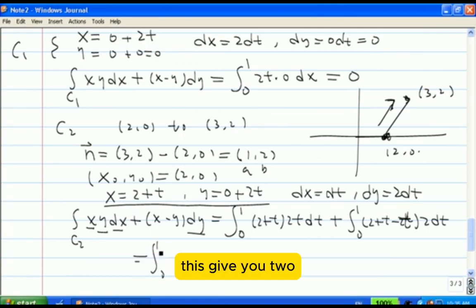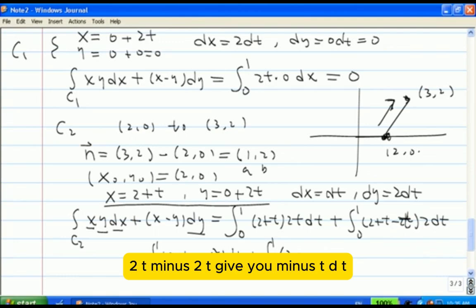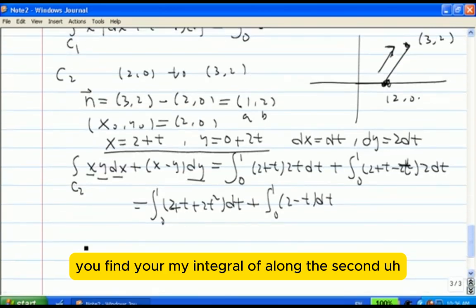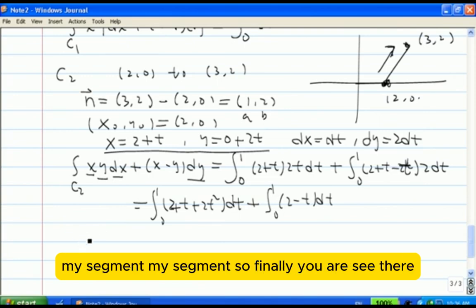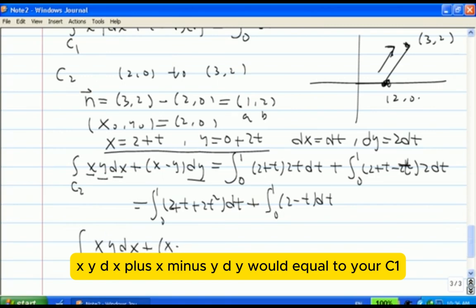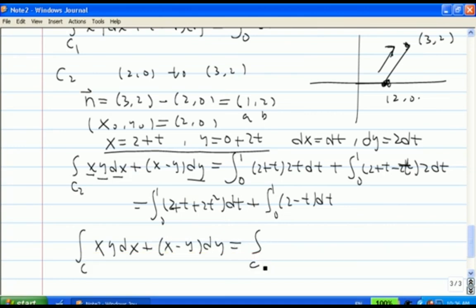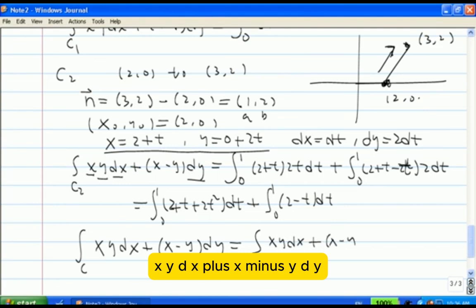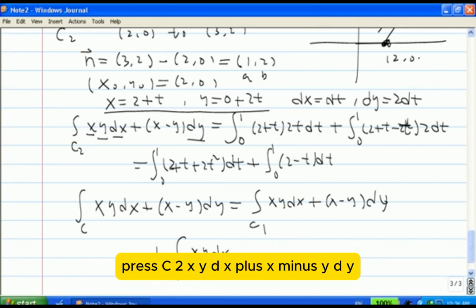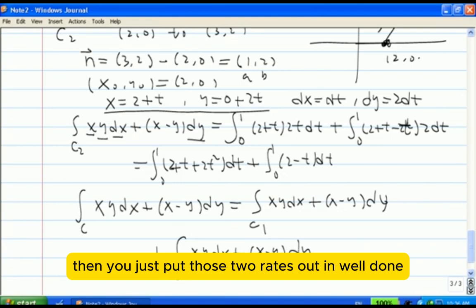Now you know how to integrate here, right? This gives you the integral of 4t plus 2t squared dt, then plus 0 to 1, 2t minus 2t gives you minus t dt. You can integrate that. You find your line integral along the second line segment. So finally, you see xy dx plus x minus y dy would equal your integral over C1 of xy dx plus x minus y dy, plus the integral over C2 of xy dx plus x minus y dy. Then you just put those two results in. We're done.